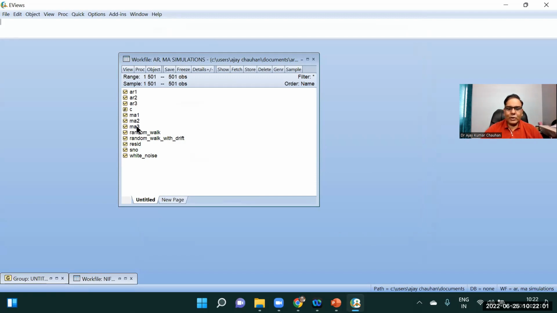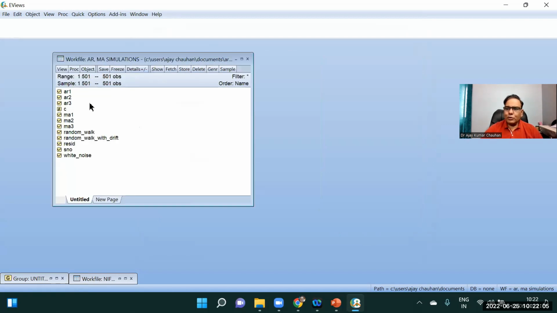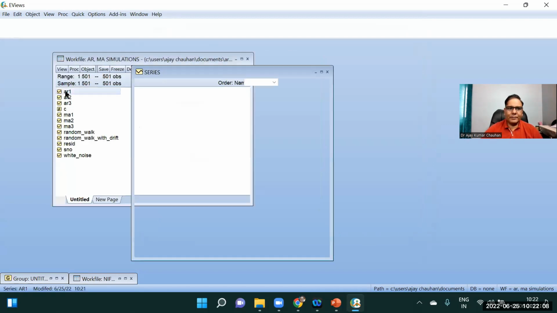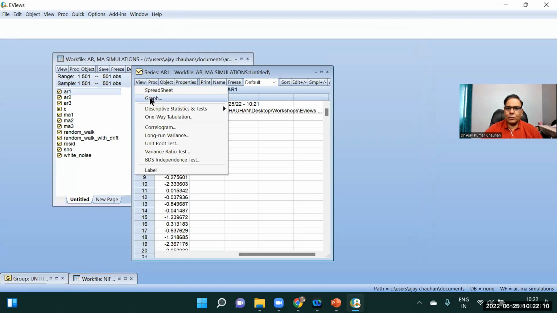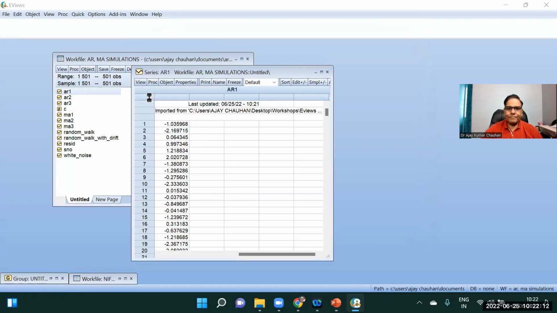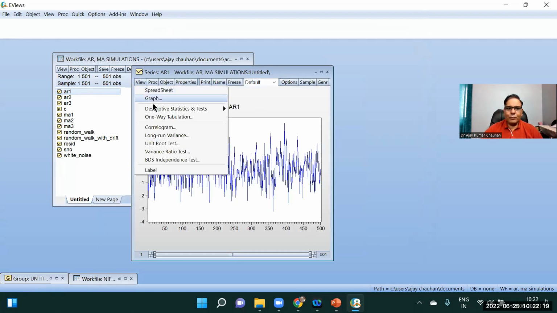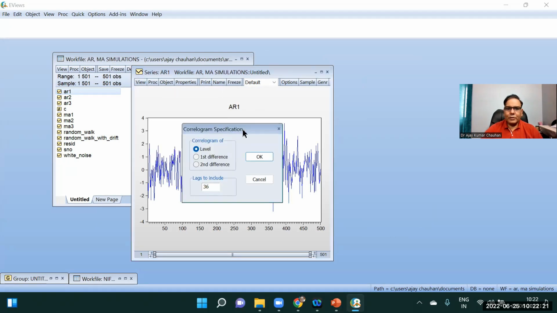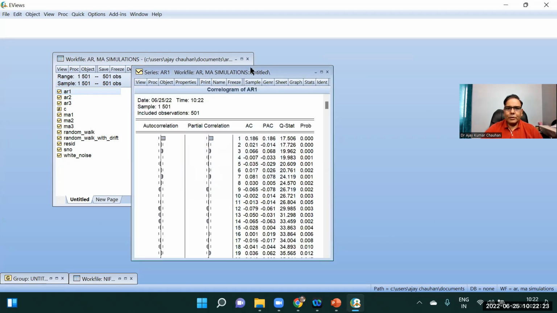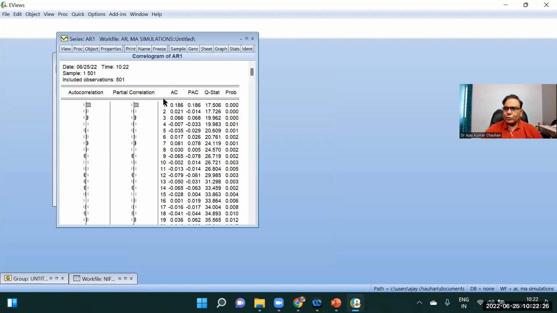Now what you need to do is plot each series. For example, AR1, how this series looks like. So this is the kind of AR1 series. And if you plot the correlogram of it. Now I'm going to show you something which is very, very important.